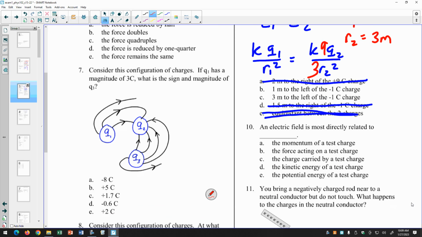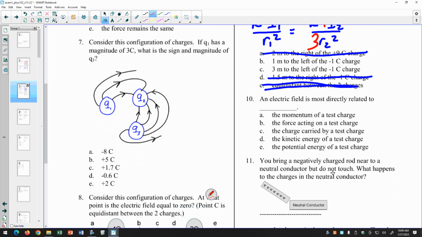So, y'all know how to do number 7? I think we're going to do this in class today. Yeah, we are in class today. Let's go ahead and preview it. So if Q1 has a magnitude of 3 coulombs, what are the sign and magnitude of Q3 if this is 3 coulombs? Now, let's imagine a dipole.